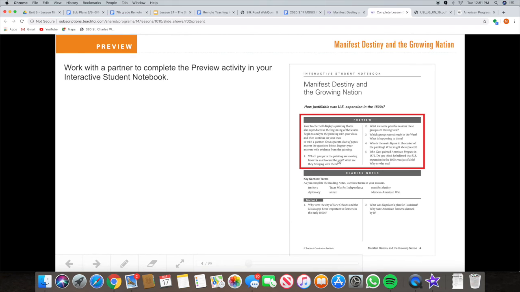Again, we're in our interactive notebook. We do not have a partner, so we are on our own. We are writing in our interactive notebook and in our notebook. So in our notebook right now, go ahead, write lesson 15 preview 1, 2, 3, 4, 5, because you're going to answer all those 5 questions.